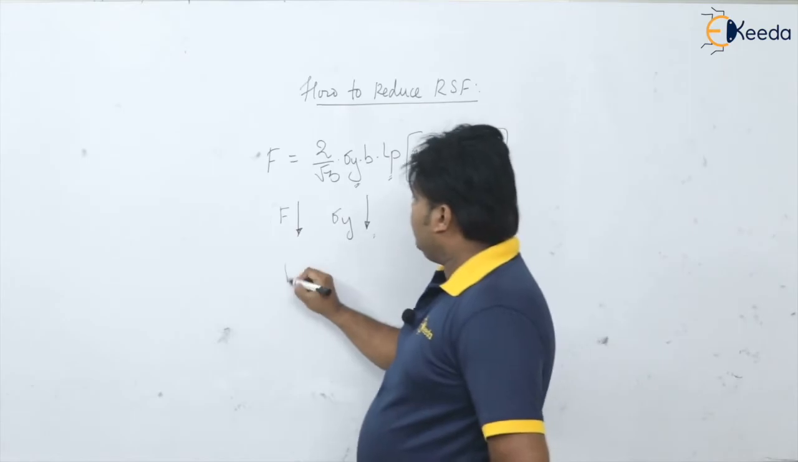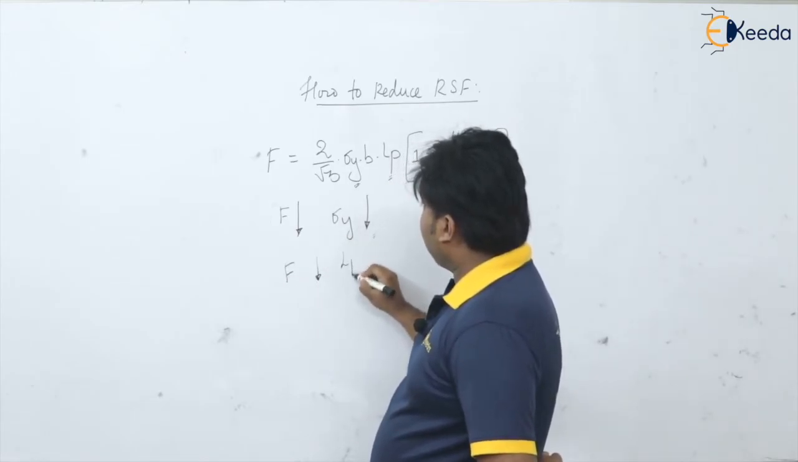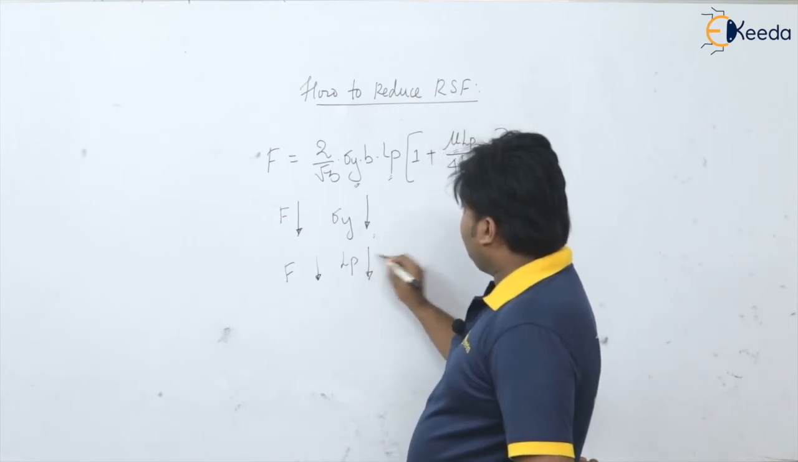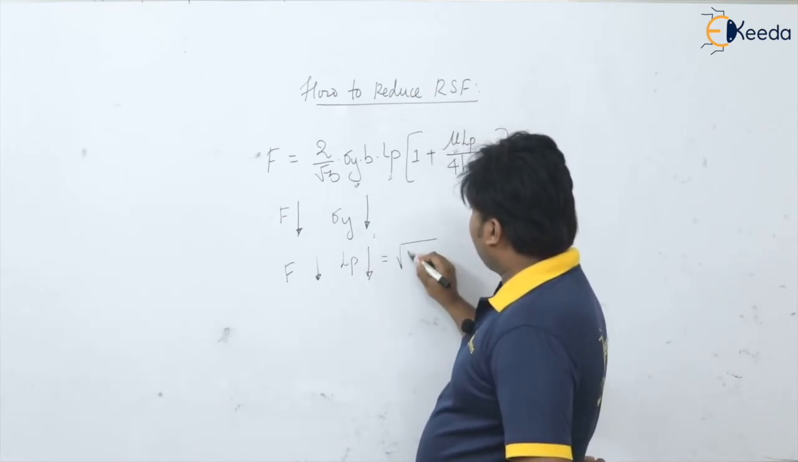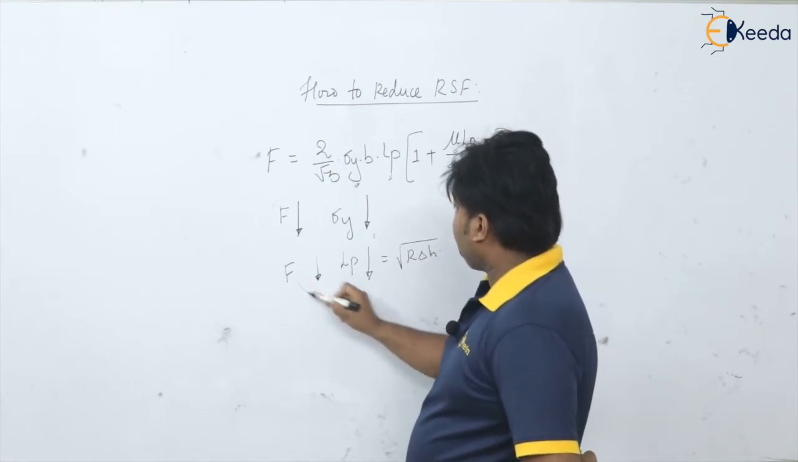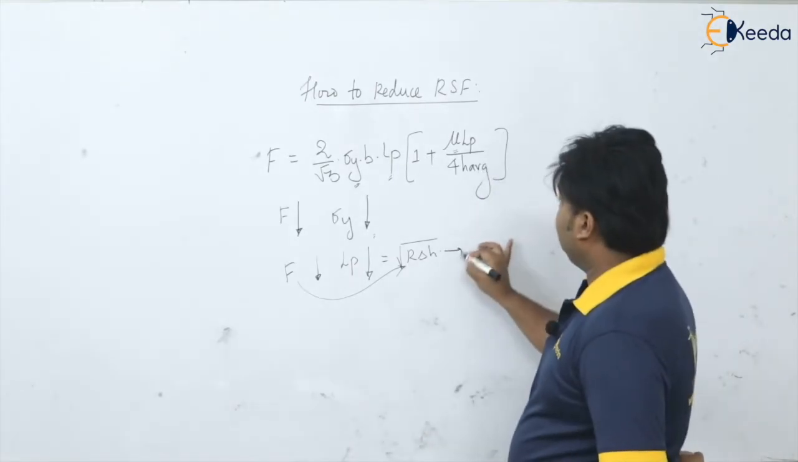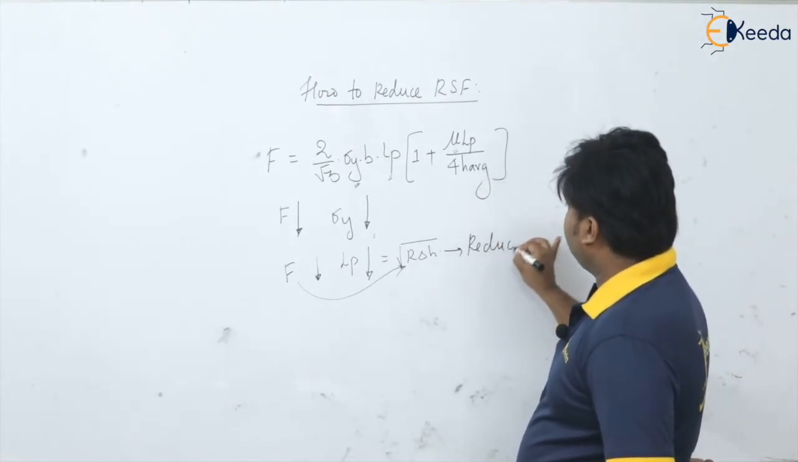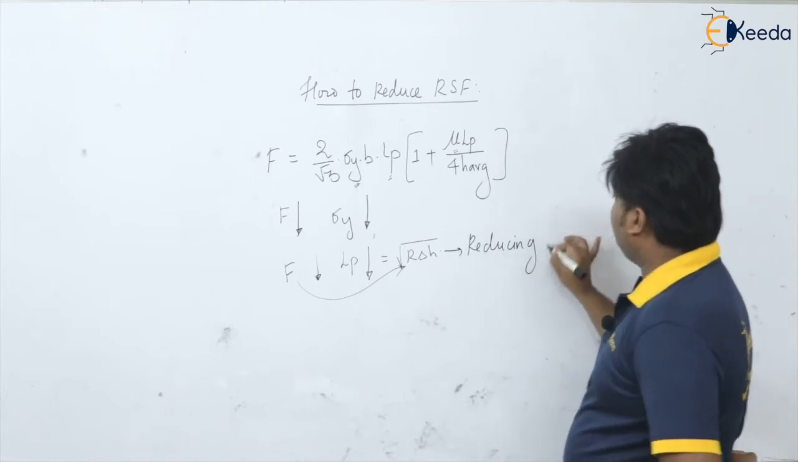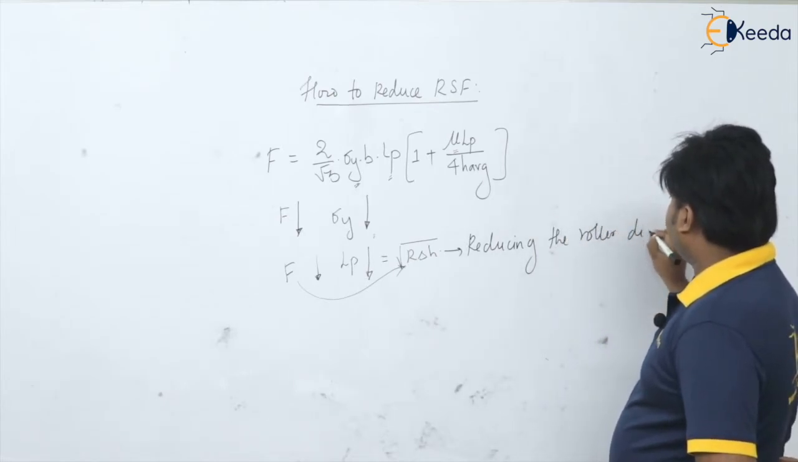Again, second thing, what can we do? We can minimize this LP, isn't it? We can minimize this LP, but you know LP is what? It is equal to under root of R delta H. Means the force can also be reduced by reducing the roller radius or diameter. Yes or no? Reducing the roller diameter.